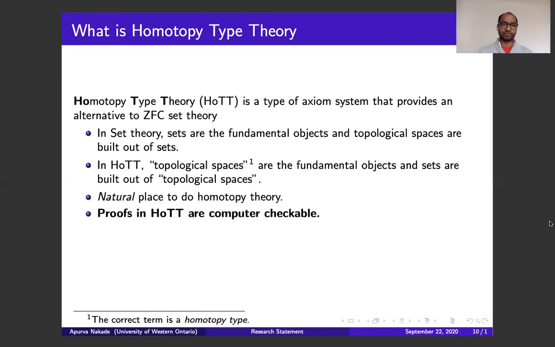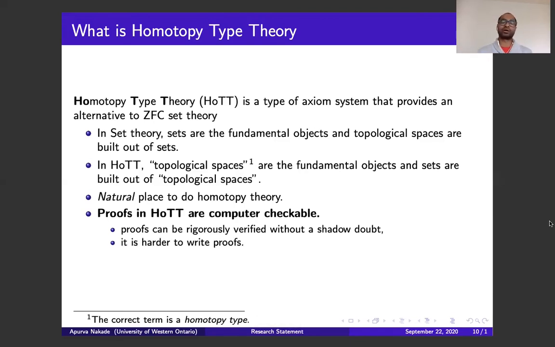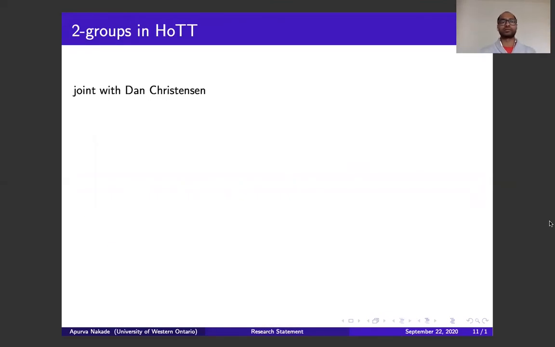And here's the most important thing about homotopy type theory, that its proofs are computer checkable. They can be rigorously verified without a shadow of doubt. It's a double-edged sword. That means that it makes it harder to write proofs because you can no longer be vague in your statements. This is my project. It's two-groups in homotopy type theory, and this is joint with Dan Christensen.